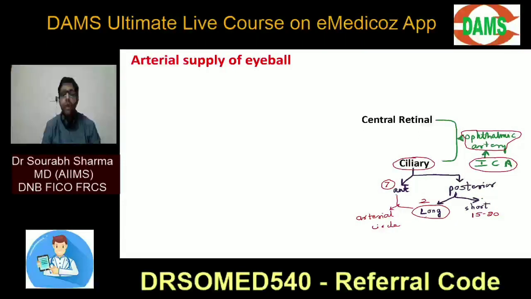Anusha, outer plexiform is also known as Henle's layer. It has a radial configuration from the central part of the retina. It goes radially. It was discovered by the scientist Henle.